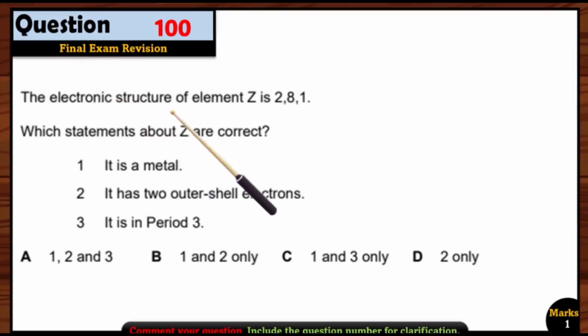Let's see question 100. The electronic structure of element Z is 2,8,1. Which statements about Z are correct? It is a metal. Yes, right. Because if you look at the electronic configuration, it has 1 electron in the last shell. So it means it belongs to group 1. It has 2 outer shell electrons. Wrong. It has 1. It is in period 3. Yes, that's right, because it has 3 electron shells. So it belongs to period 3. So options 1 and 3 are right. That is C.